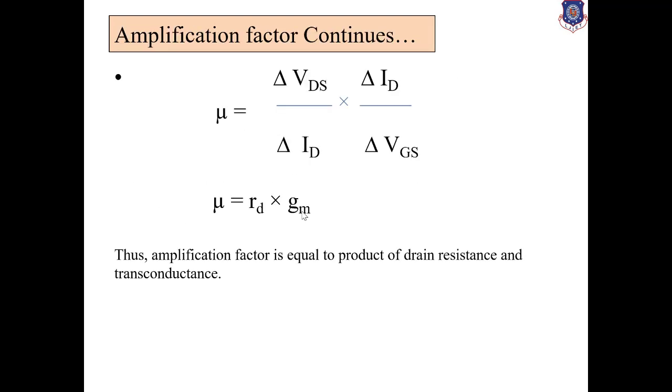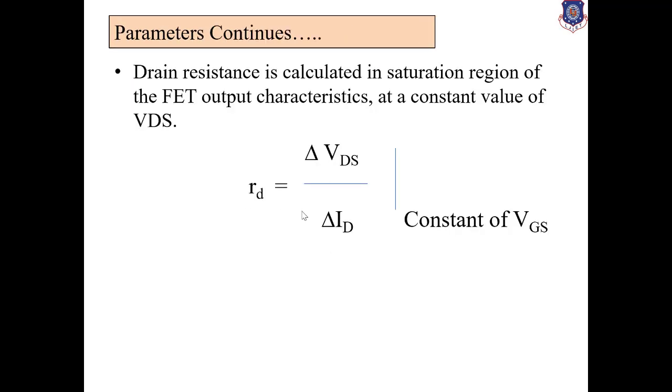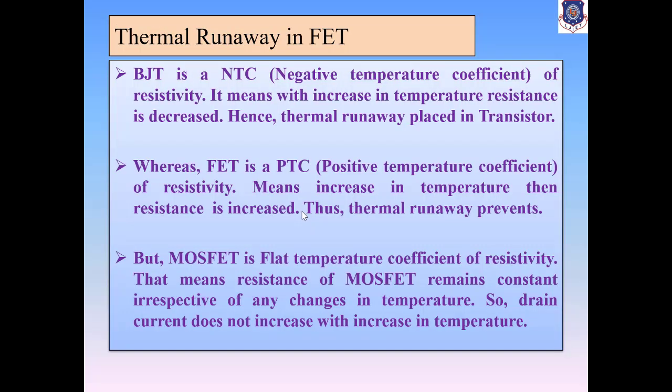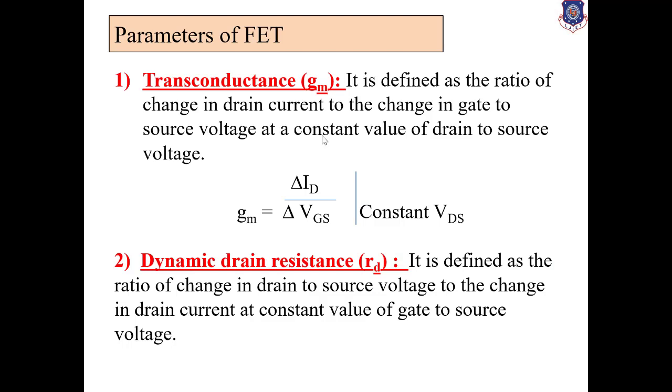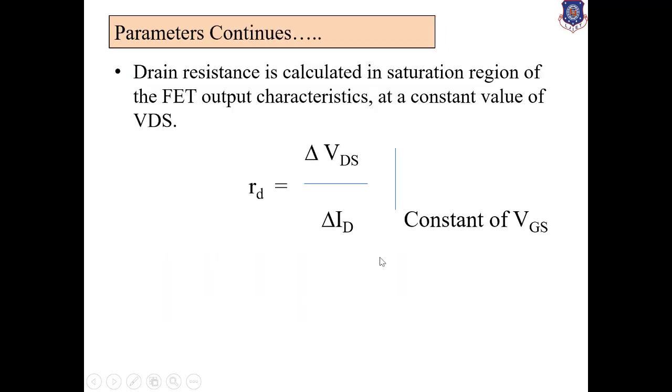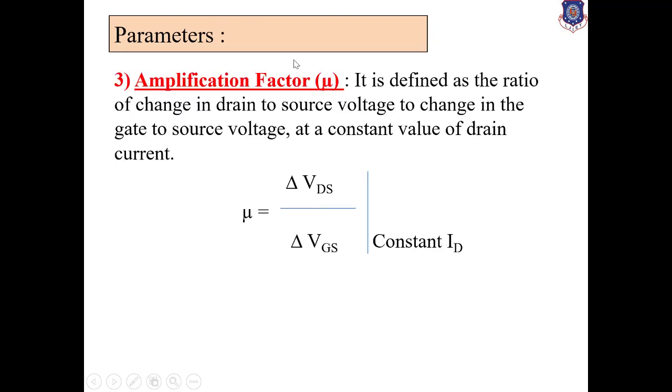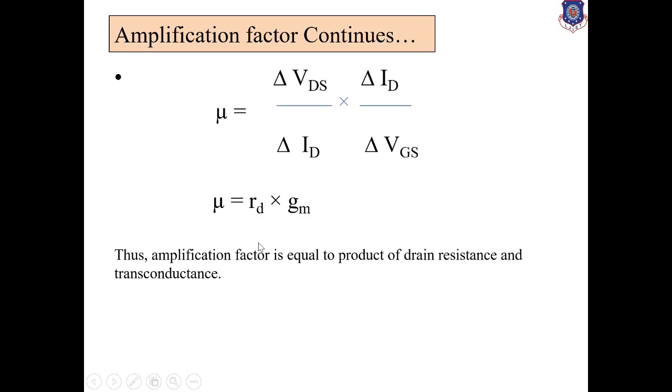Okay, fine. Let me revise all these parameters. First of all, thermal runaway. What is the effect of temperature on FET? We have discussed that there is very little effect of temperature on FET, so there is no problem of damage. Second is the transconductance, which is I by V. Third one is drain resistance, that is V by I. Fourth one, amplification factor, is the ratio of output voltage to input voltage, and it is the product of RD into GM.